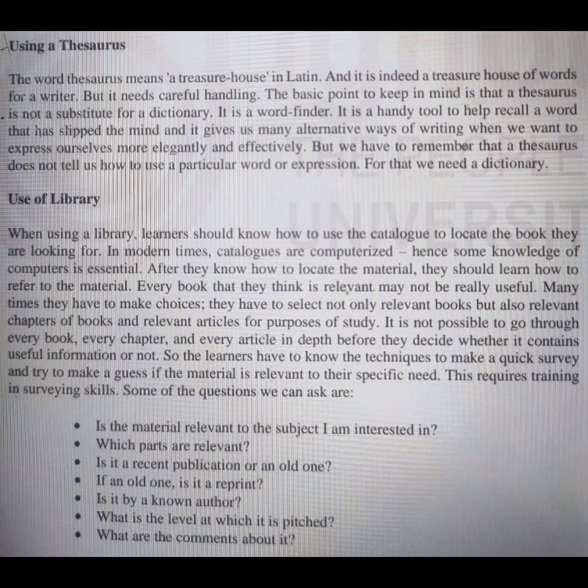So the learners have to know the techniques to make a quick survey and try to make a guess if the material is relevant to their specific need. This requires training in surveying skills. Some of the questions we can ask are: is the material relevant to the subject I am interested in? Which parts are relevant? Is it a recent publication or an old one? If an old one, is it a reprint? Is it by a known author? What is the level at which it is pitched? What are the comments about it?